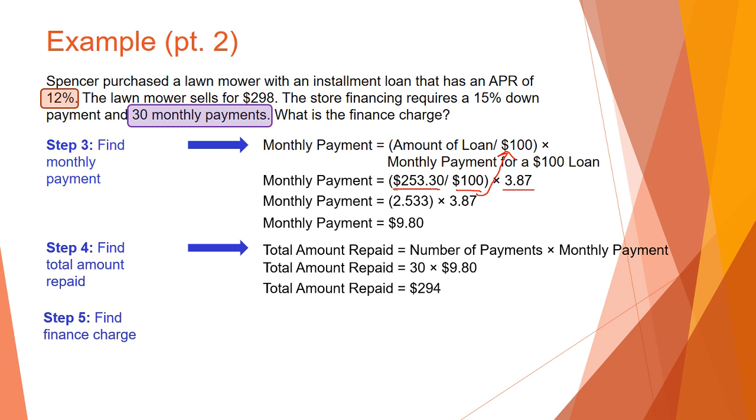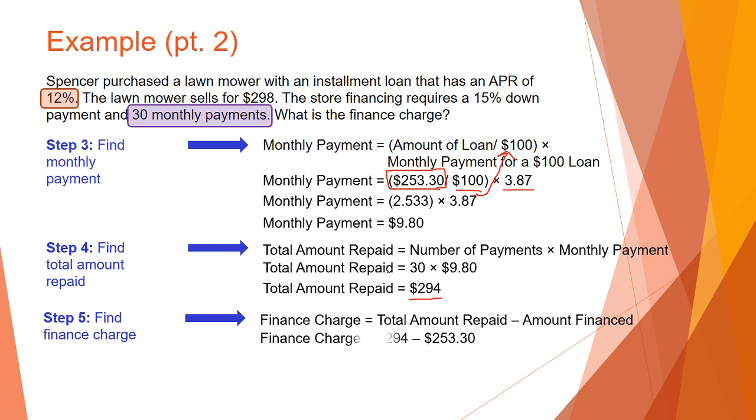Alright, next step, find the finance charge. Remember, at the beginning of the loan, we only owed $253.33, but we end up paying $294. So we paid more than what we borrowed. This extra money is called the finance charge or the interest. So all we have to do is take the amount financed and subtract that from the amount repaid, giving us $40.70. So after 30 months of making payments, Spencer had to pay the $40.70 extra.